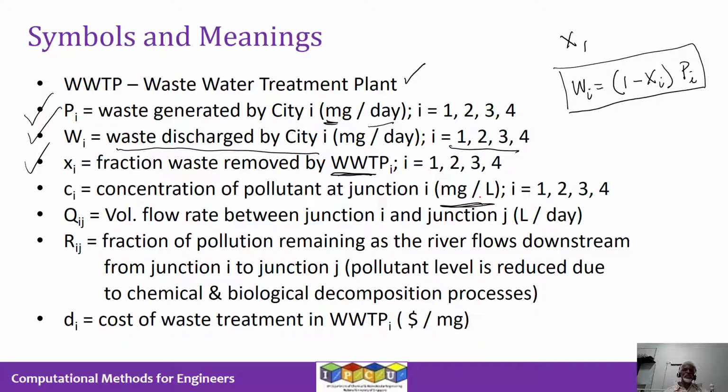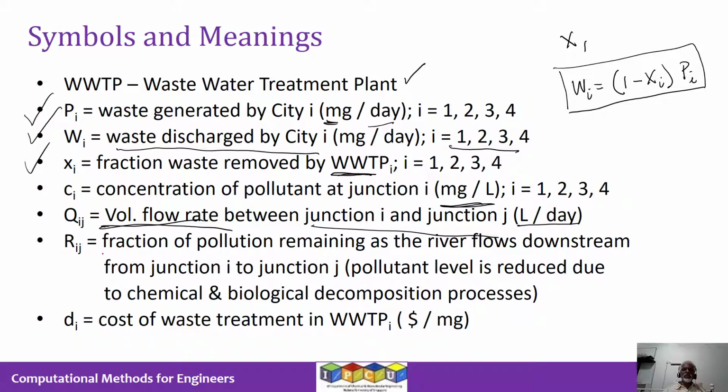As I stated earlier, Qij denotes the volumetric flow rate between junctions I and J. So Q23 will tell us the volumetric flow rate between junctions 2 and 3. And the units are in liters per day because it is volumetric flow rate, and we have used the day as the basis of time. It's not in minutes, it's not in seconds, it's going to be in days here.